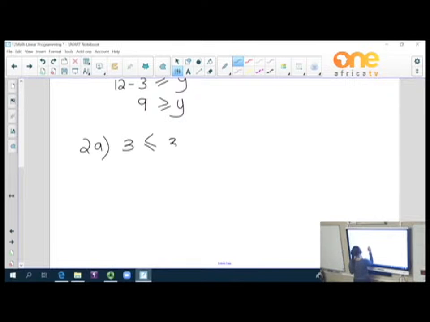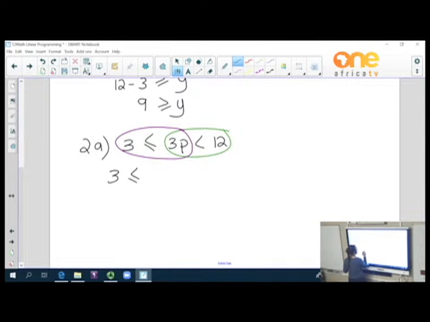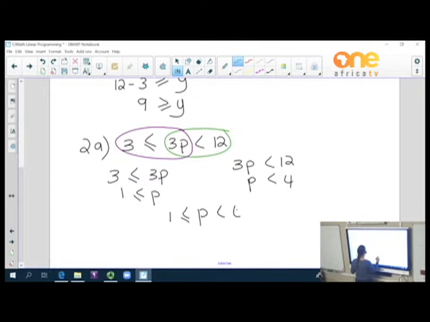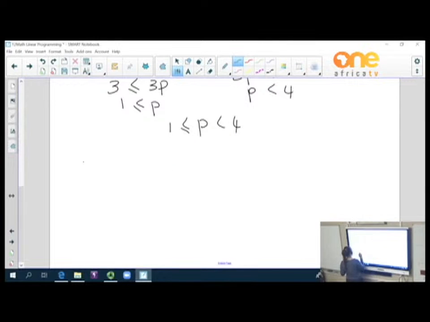3 is less than or equal to 3p is less than 12. Two inequalities, first identify them and then you solve them. We can calculate p by dividing by 3 on both sides to get 1 is less than or equal to p. And then the other inequality, divide by 3 on both sides to get p is less than 4. And then we write this into one inequality: 1 is less than or equal to p is less than 4.